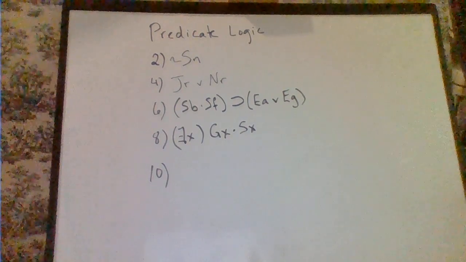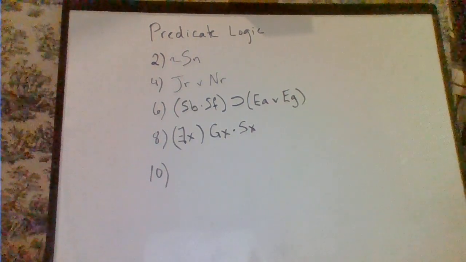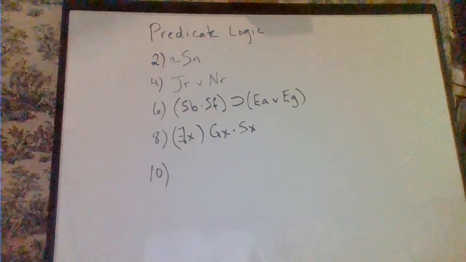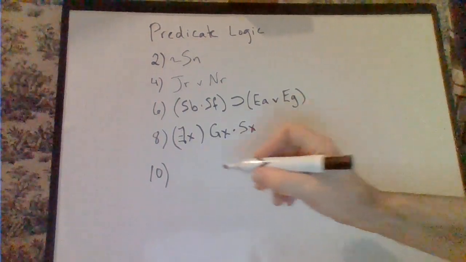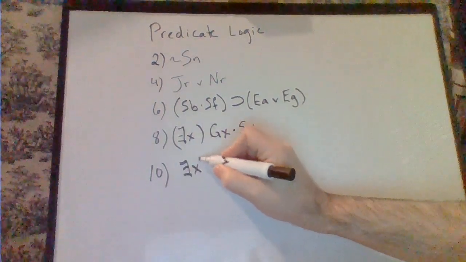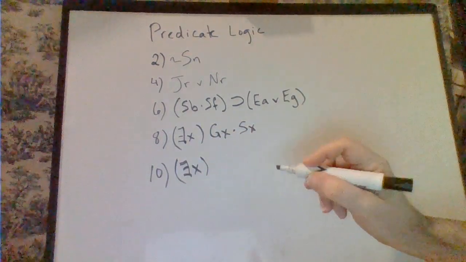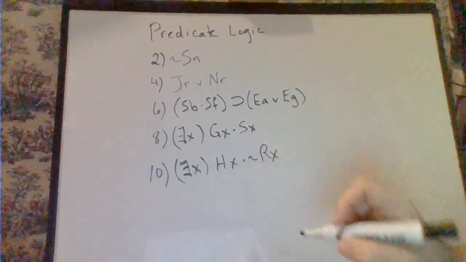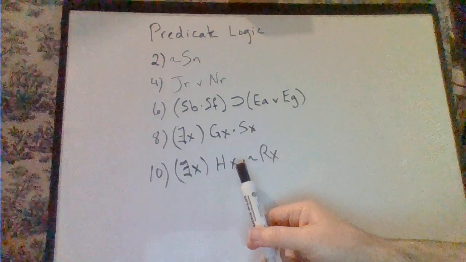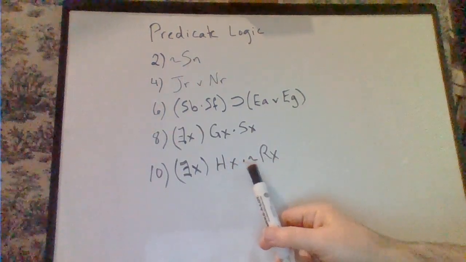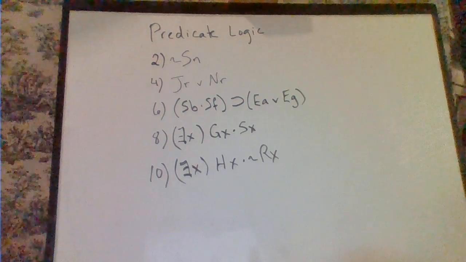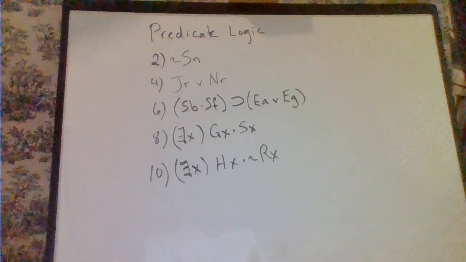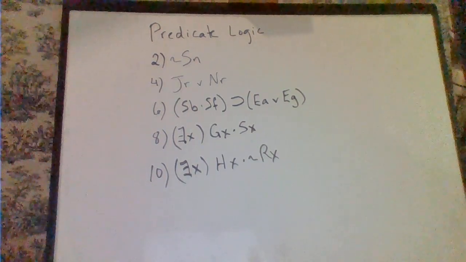Number 10, some holidays are not relaxing. So we're dealing basically with an O-type statement here. So again, it's an existential claim. Some are not. So that would be the backwards E with the x again. And this time Hx and not Rx. So for this particular x, this x is a holiday, but this x is not relaxing. Okay? So that is the first set here, 2 through 10.